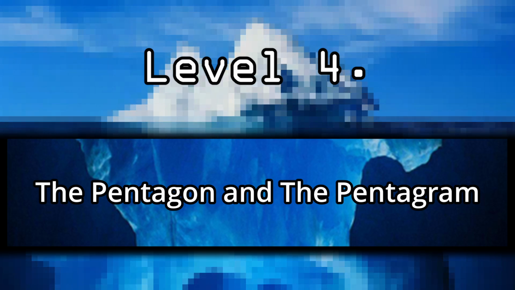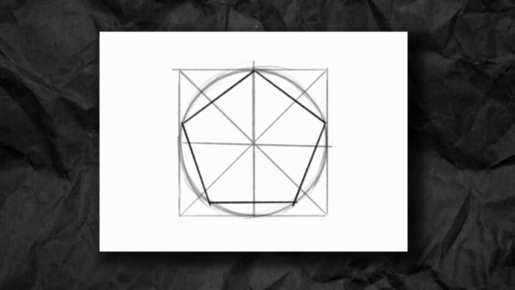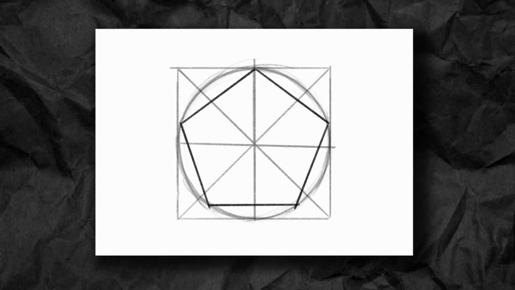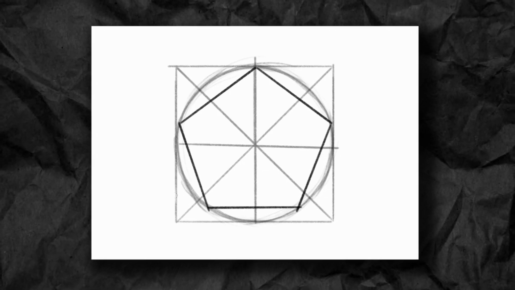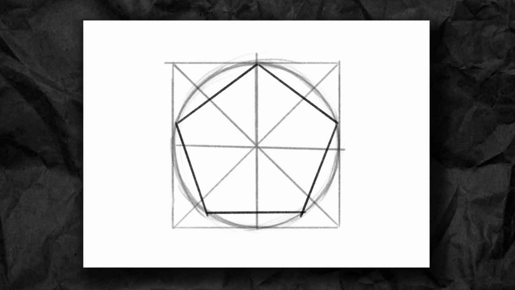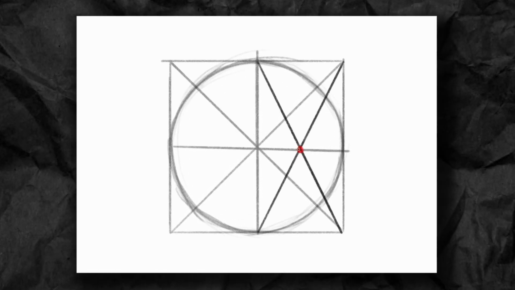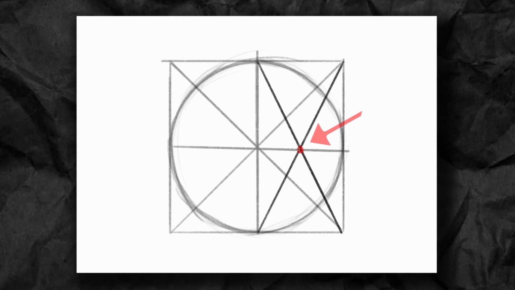The Pentagon and the Pentagram. The Pentagon is a two-dimensional shape that has 5 equal angles and 5 equal sides. When it comes to drawing a pentagon, the first couple of steps are the same as those of a hexagon. Draw a circle and find the midpoint of its radius.